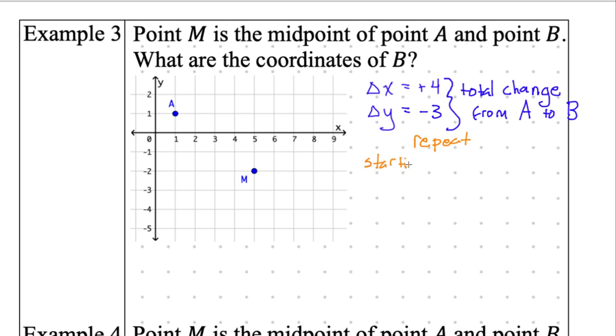Starting at M, I'm going to go right 4, down 3. So right 4, 1, 2, 3, 4, down 3, 1, 2, 3, and of course I end here, but I could have gone down 3 first and then right 4. Either way, you get the same answer. That is the coordinate of point B. So our answer here is 9, negative 5.